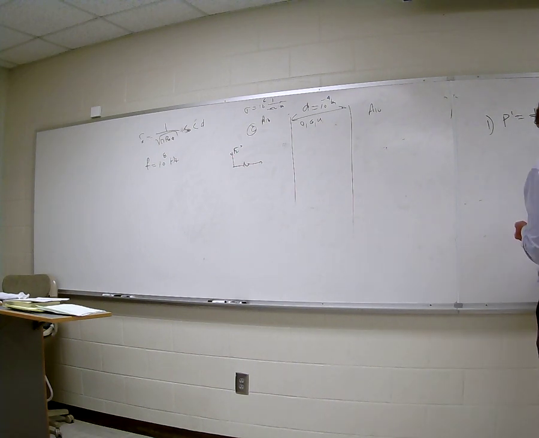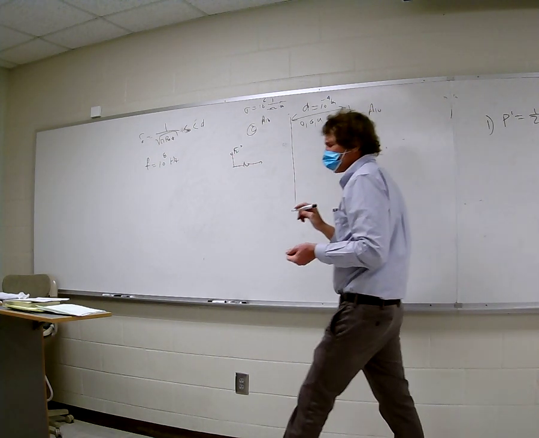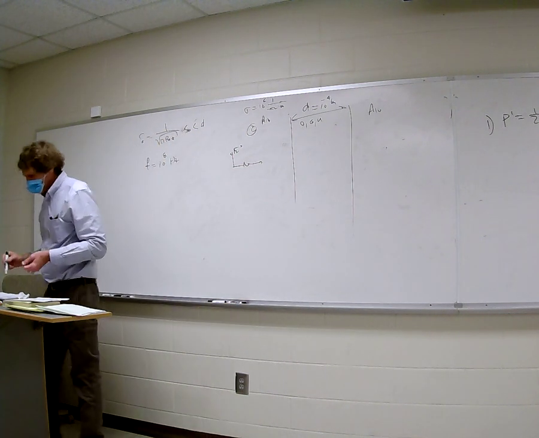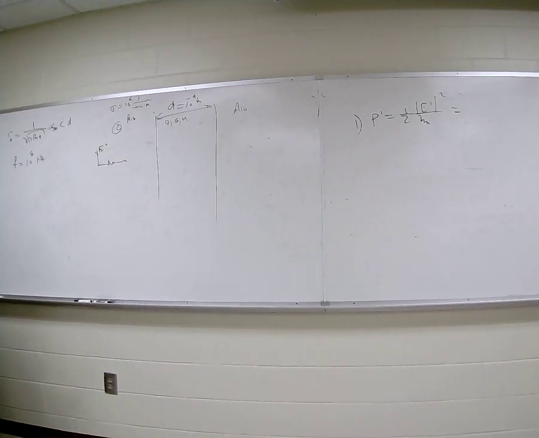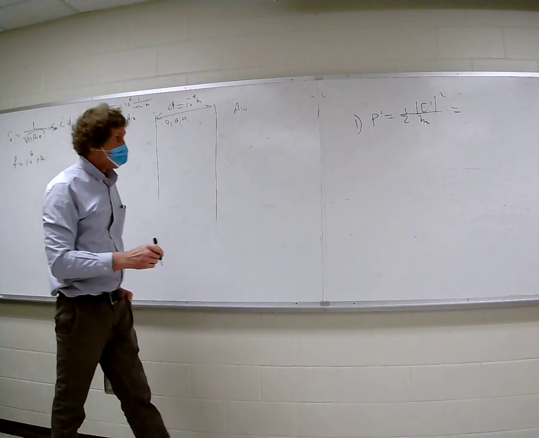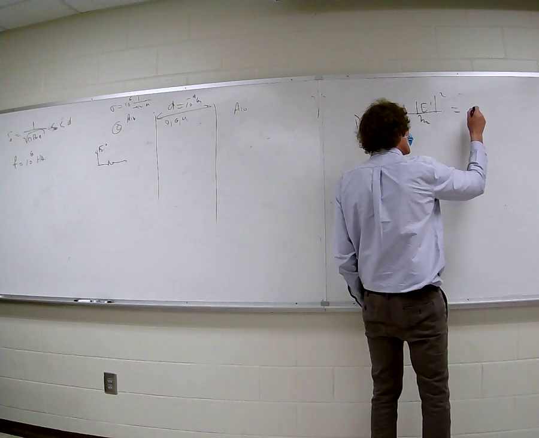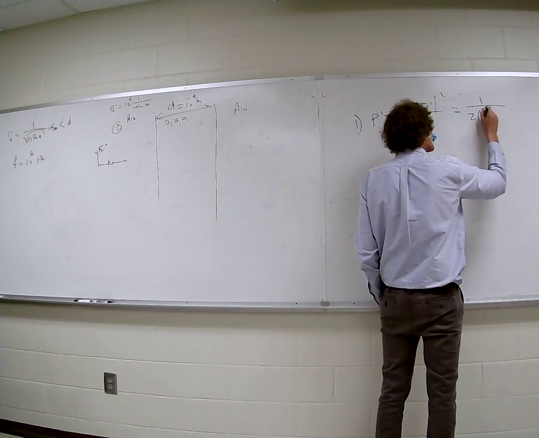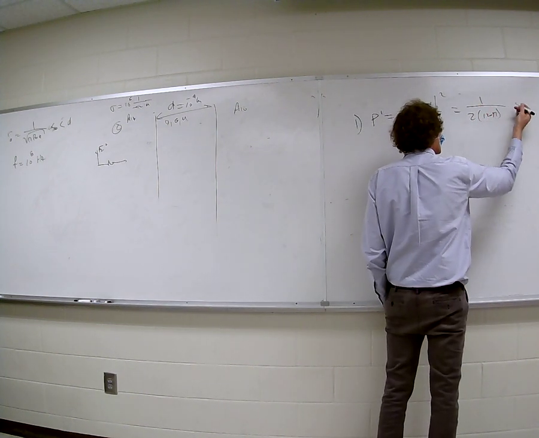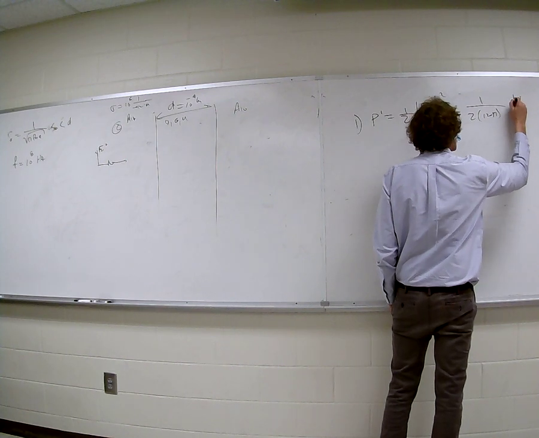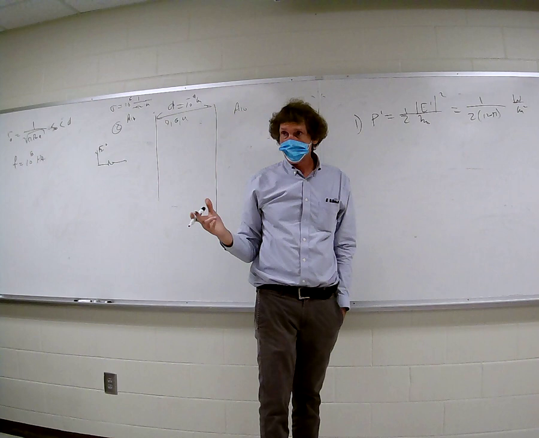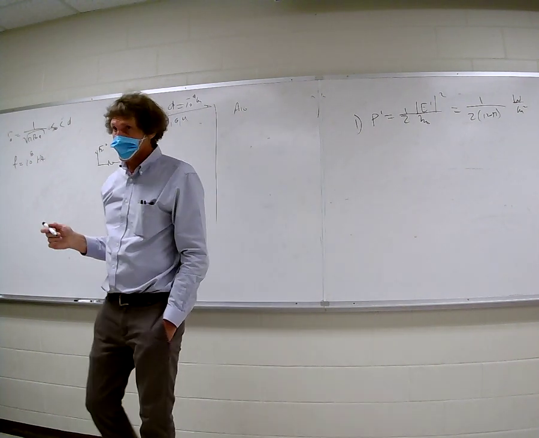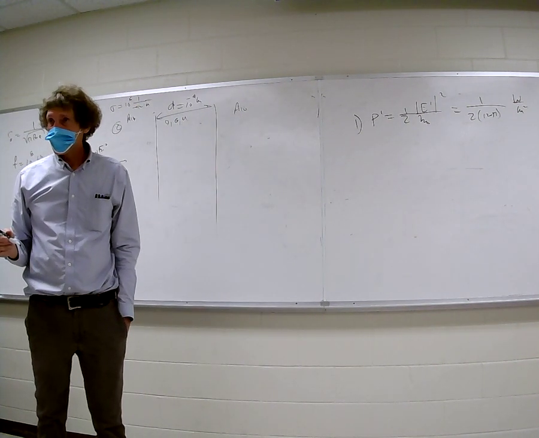So when you do this, the incident E field was 1 volt per meter, right? So this is just 1 over 2 times 120 pi, and this would be watts per meter squared. Does everybody agree with that? You don't even have to put a direction on this one because I asked for magnitude. All right, that's the incoming.